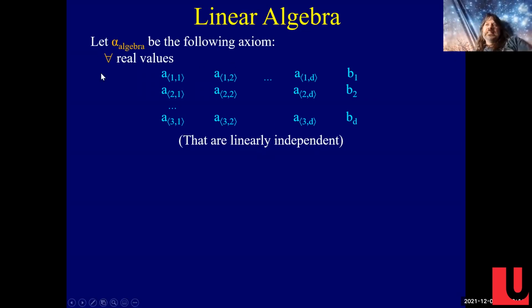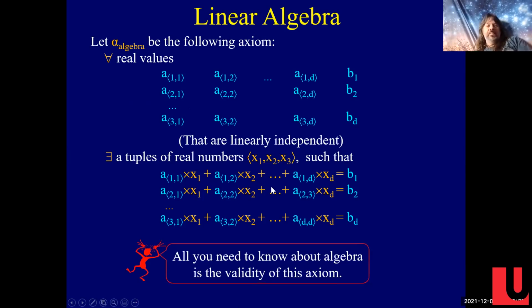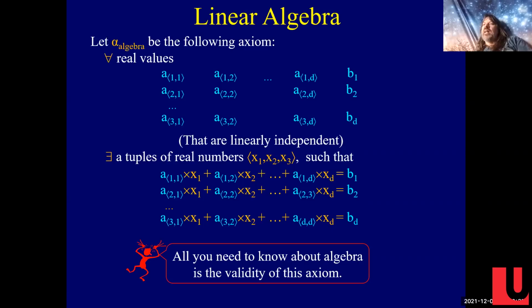Let's just say you got any real numbers here. Then what were we saying? There exists a tuple of real numbers, here's a tuple of real numbers, such that all of these equations hold, right? Does that make sense? Yes. This is kind of what we were trying to say in the previous slides, right?